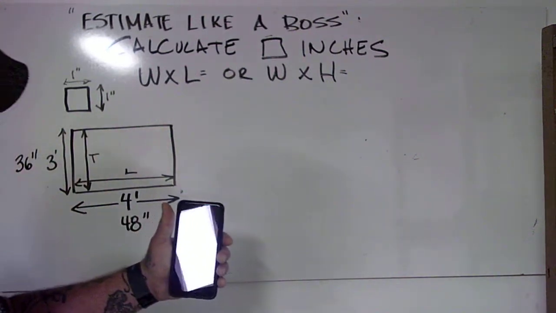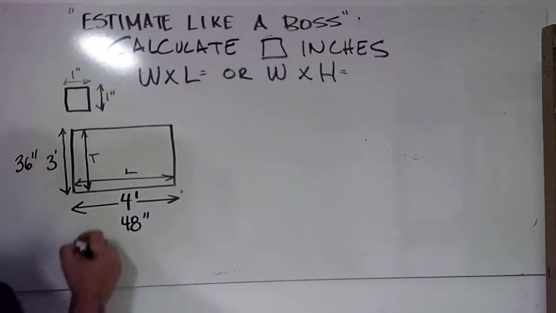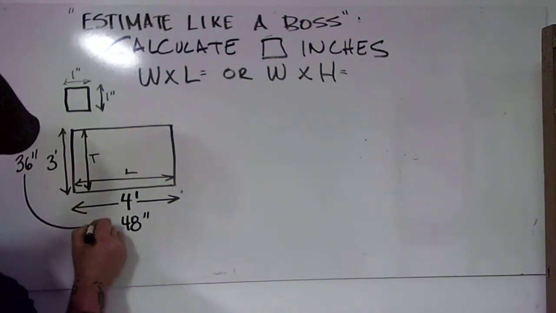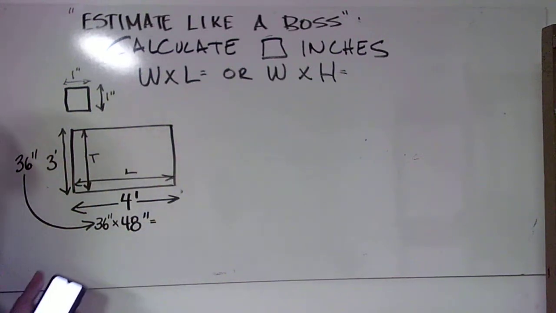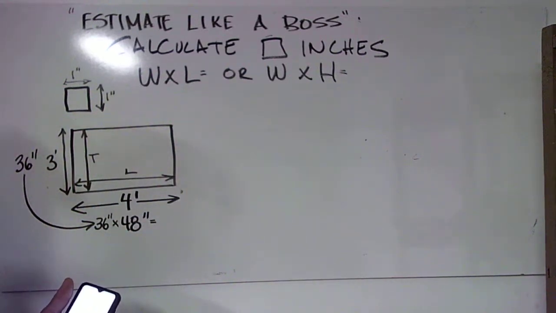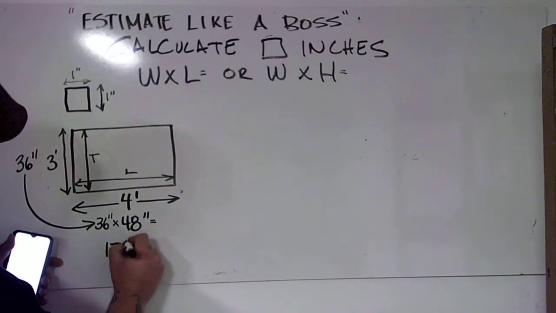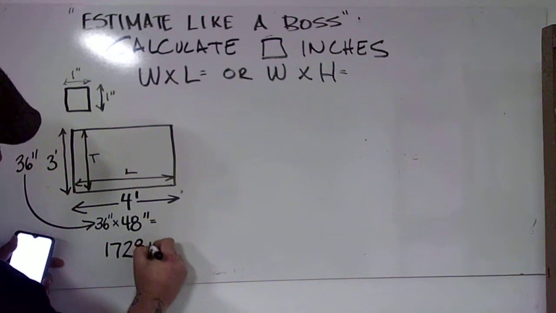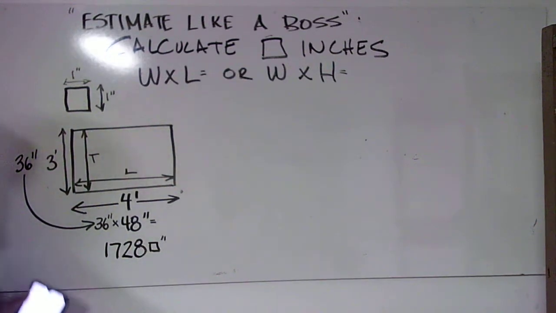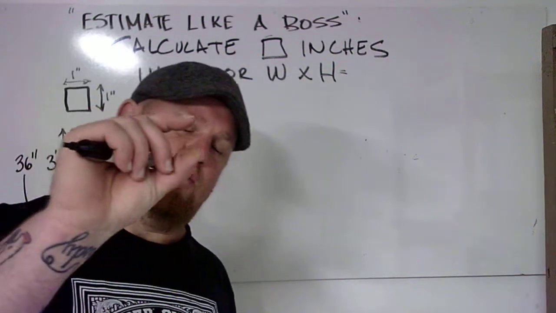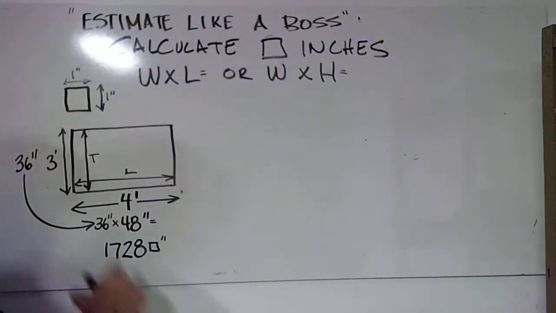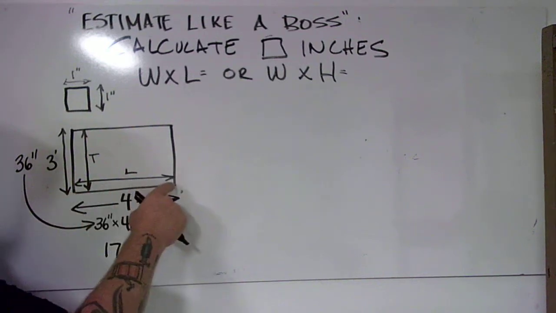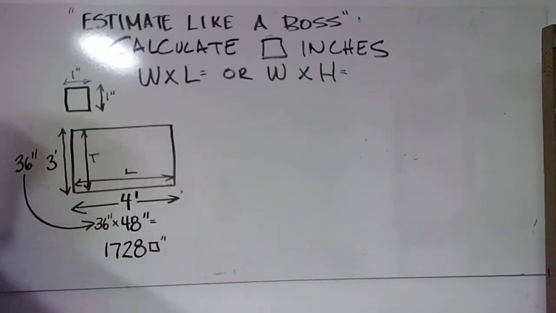Got my calculator here, so we're going to multiply 36 inches by 48 inches. So we go 36 times 48 equals 1,728 square inches. What that means is if we were to cut a whole bunch of pieces of plywood 1 inch by 1 inch, it would take 1,728 of them to fill this area in.